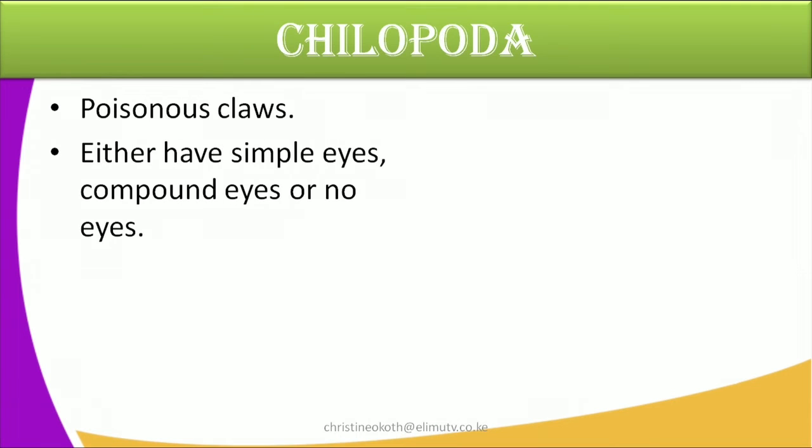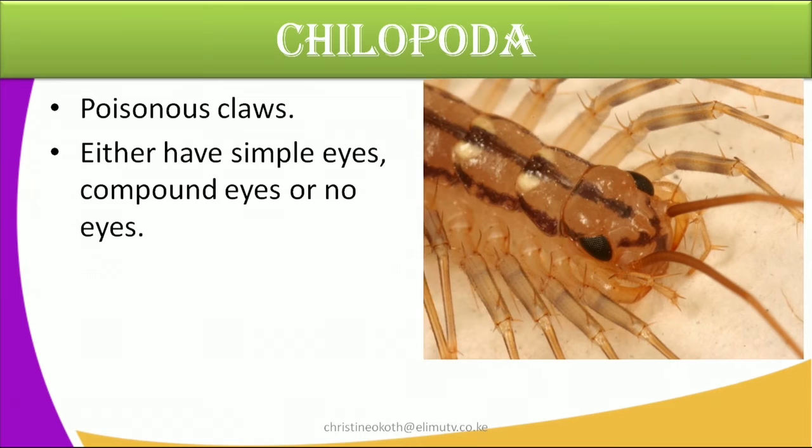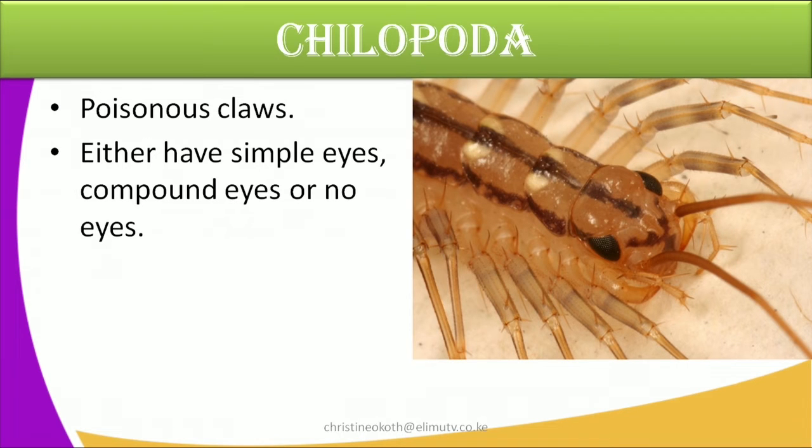Another characteristic that is found in the Chilopoda, they have claws which are very poisonous. So in each segment, the first set are made of the claws. Those claws contain a toxic substance. Then another characteristic of the Chilopoda, they have either simple eyes or compound eyes, or some of them will end up having no eyes. Then there's also a pair of antennae which is attached at the head.